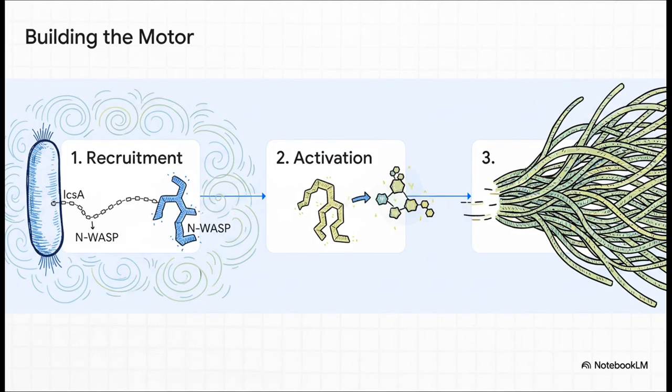Okay, so how does this motor actually get built? It's this beautiful and frankly ruthless molecular cascade. First, that IcsA protein acts like a grappling hook. It reaches out and recruits a host protein called N-WASP. Once N-WASP is hooked, it flips a switch on another host complex, Arp2/3. And this is the key moment. Arp2/3 is the master builder for actin in the cell. When it's activated, it just kicks off this explosive growth of the cell's own actin filaments right at the back of the bacterium.